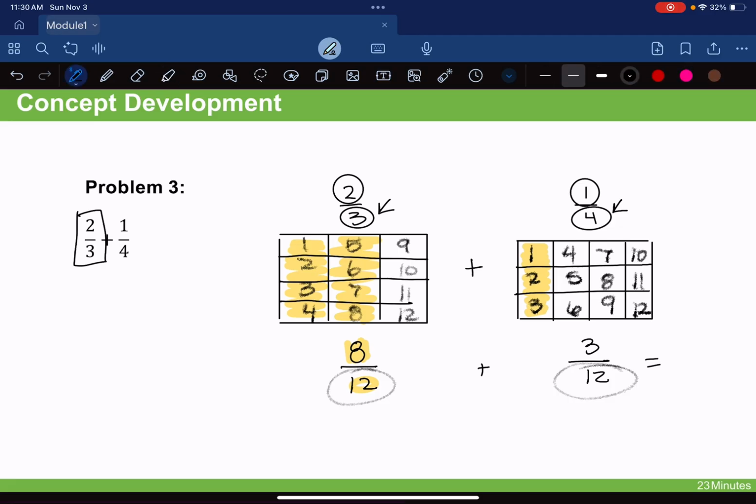So now I can add these together. My denominator stays 12. I take 8 plus 3, which is 11. So 11 out of 12. I cannot simplify this one because they are one away from each other. But if you do not catch that, then you will need to try to set it up and simplify it.